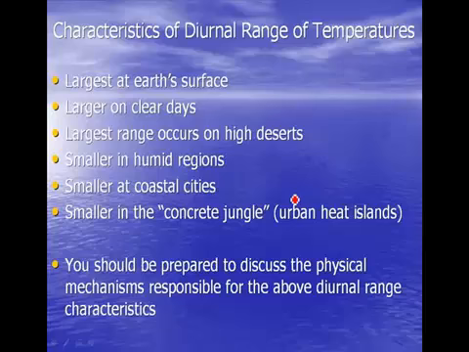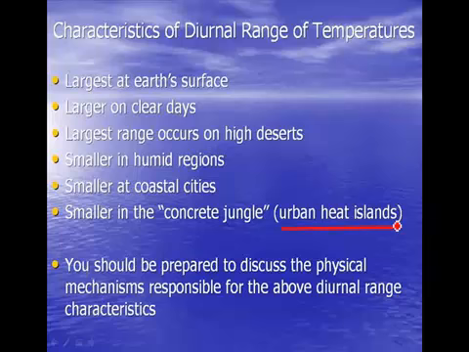Smaller at coastal cities, and smaller in the concrete jungle. You look at urban heat islands, that's a term, basically where you have a lot of concrete. If you look at Des Moines, Iowa, one of the things I would ask you to pay attention to when you're watching the nightly weather forecast is to look at what the minimum temperature is in Des Moines compared to, let's say, Ames. Typically, Ames is going to be a few degrees cooler. Or if you look into southern Iowa, they may be a few degrees cooler where you don't have so much concrete.